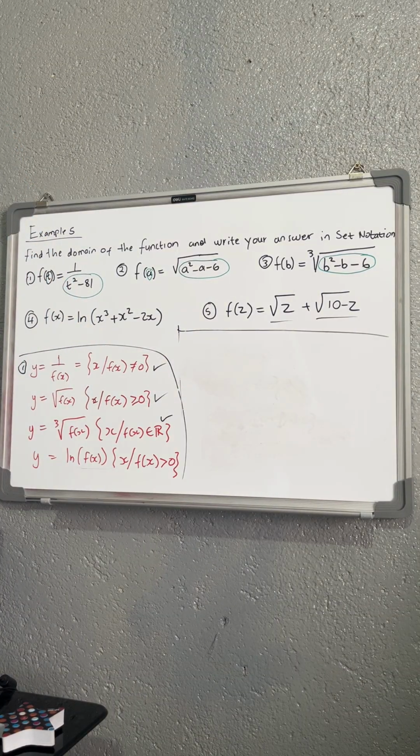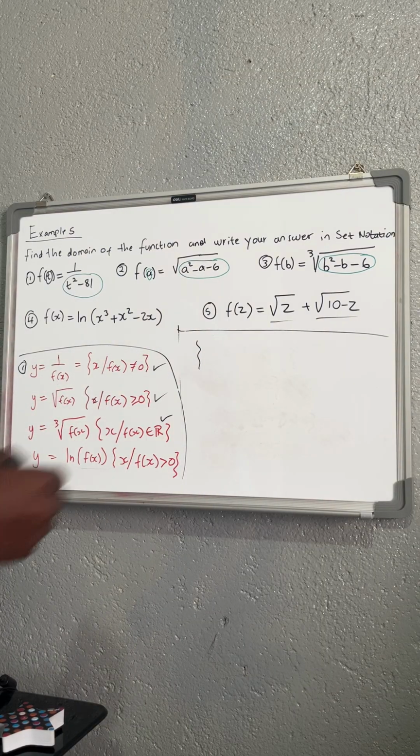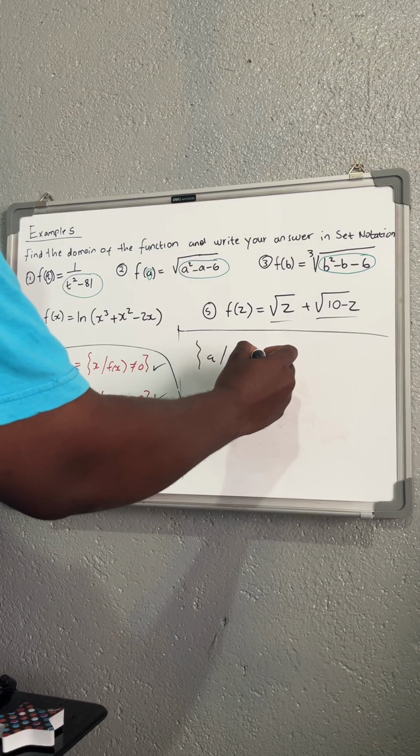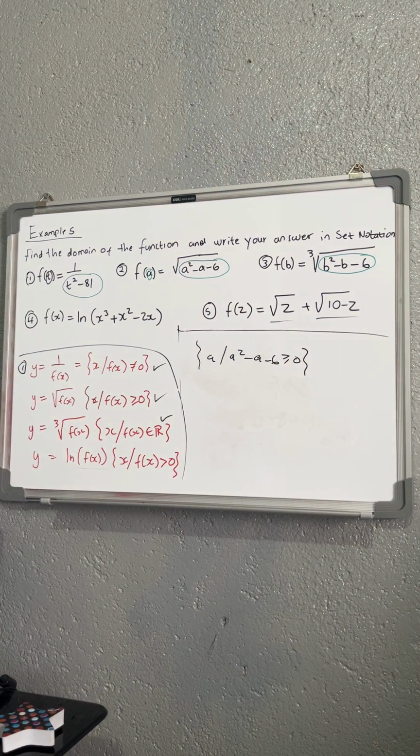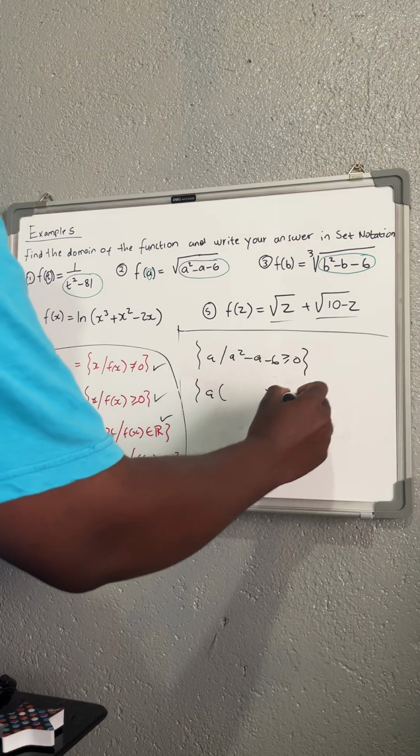Example 2, you have f of a is equal to square root of a squared minus a minus 6. So now we have to look for factors of this. So let's just try and write it in a certain notation, certain interval. We have a such that a squared minus a minus 6 should be greater than or equal to 0. That's just our starting point. So now the second point would be when we are working out the factors for this.